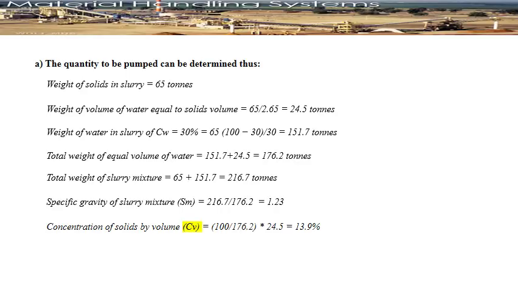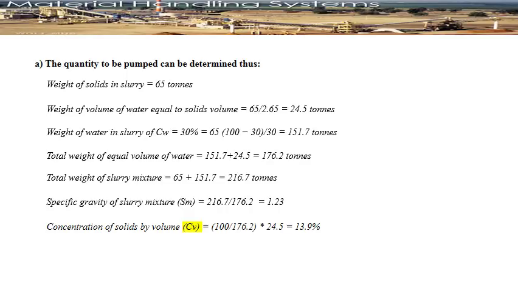Then the concentration of the solid by the volume, CV, the new calculated one, is going to be the 100 divided by 176.2 multiplied by 24.5, which is going to be 13.9%.